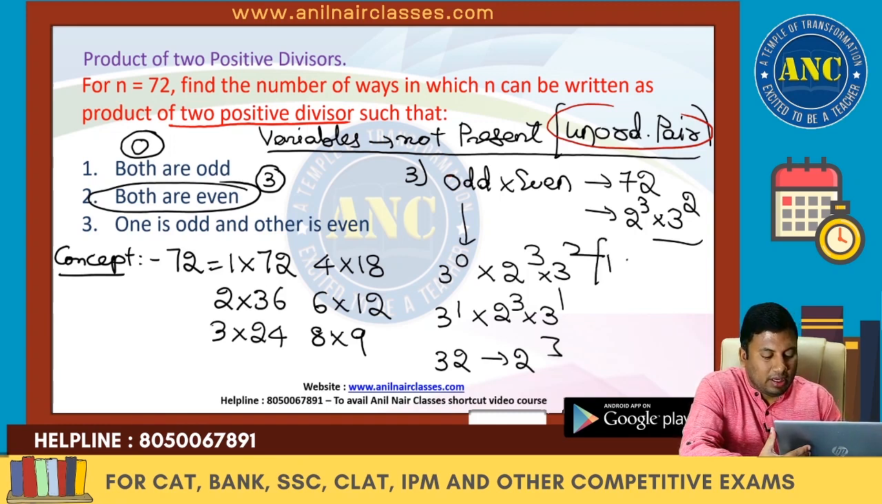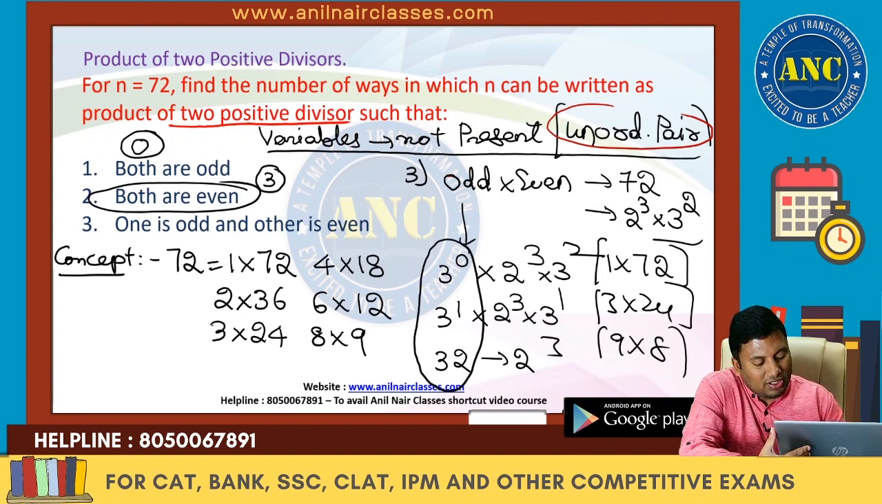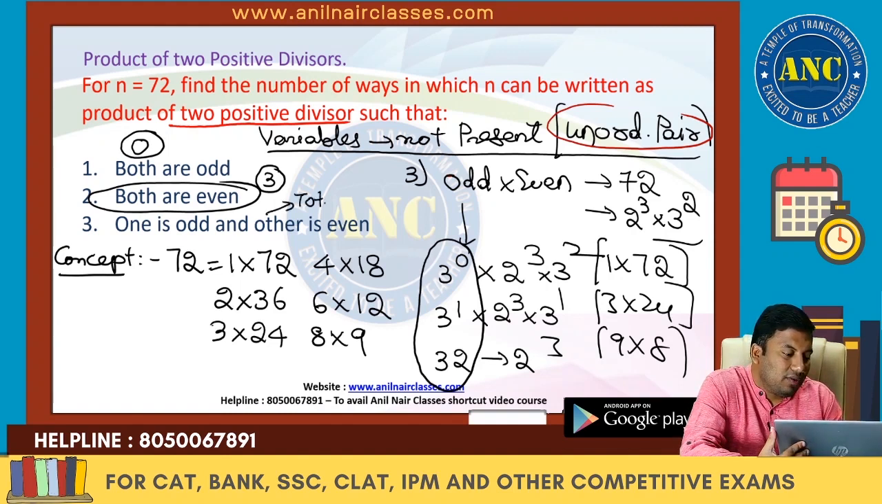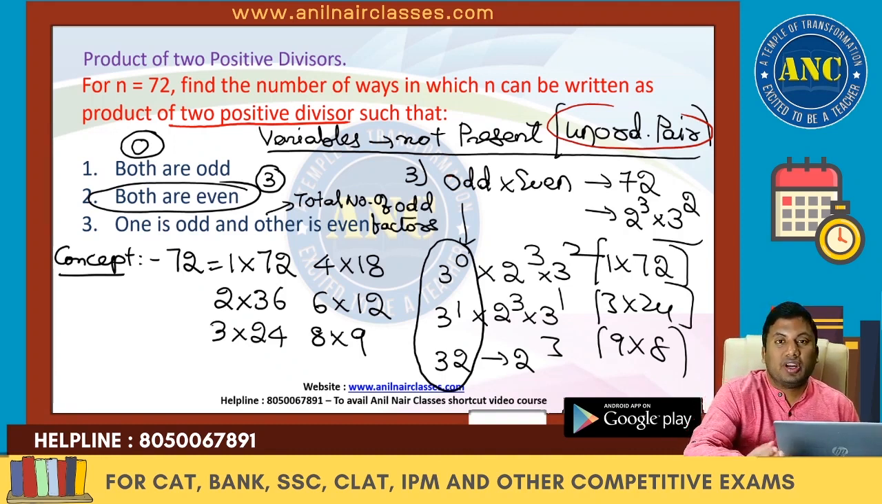So it is nothing but 1 into 72, 3 into 24, 9 into 8. Total how many cases did we get? 3 cases. What are the 3 cases? Odd means 3 power 0, 3 power 1, 3 power 2, which are nothing but odd factors. So the third one answer is the total number of odd factors. Very easy if you know the concept. If you don't know the concept, you will say this question is difficult. Most students only study the basics and expect questions to come from basics, right? You have to know from basics and go to the advanced level.